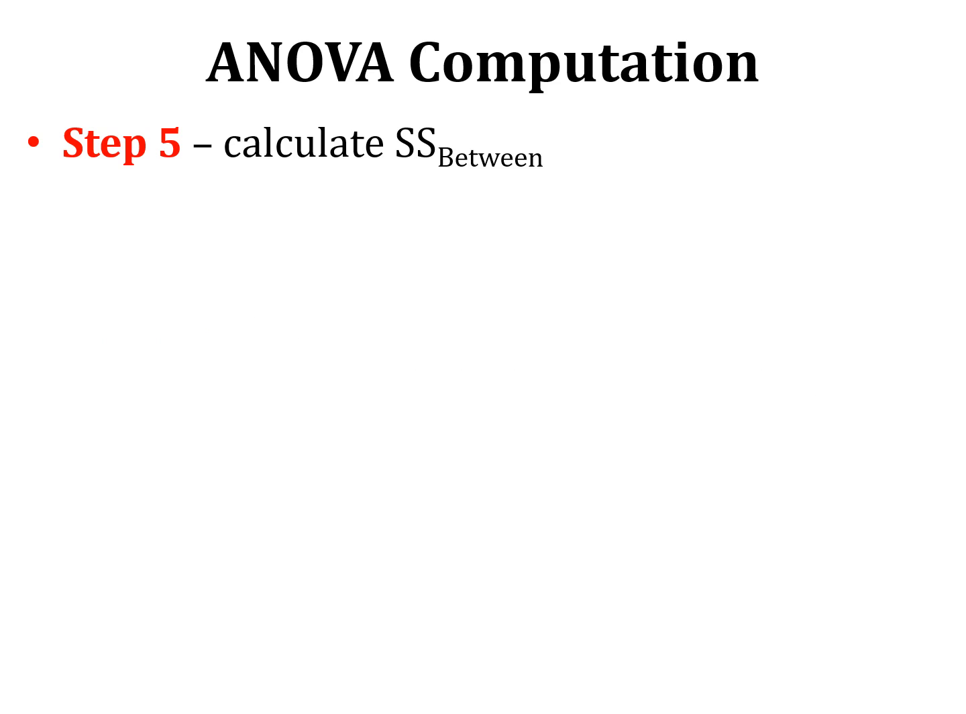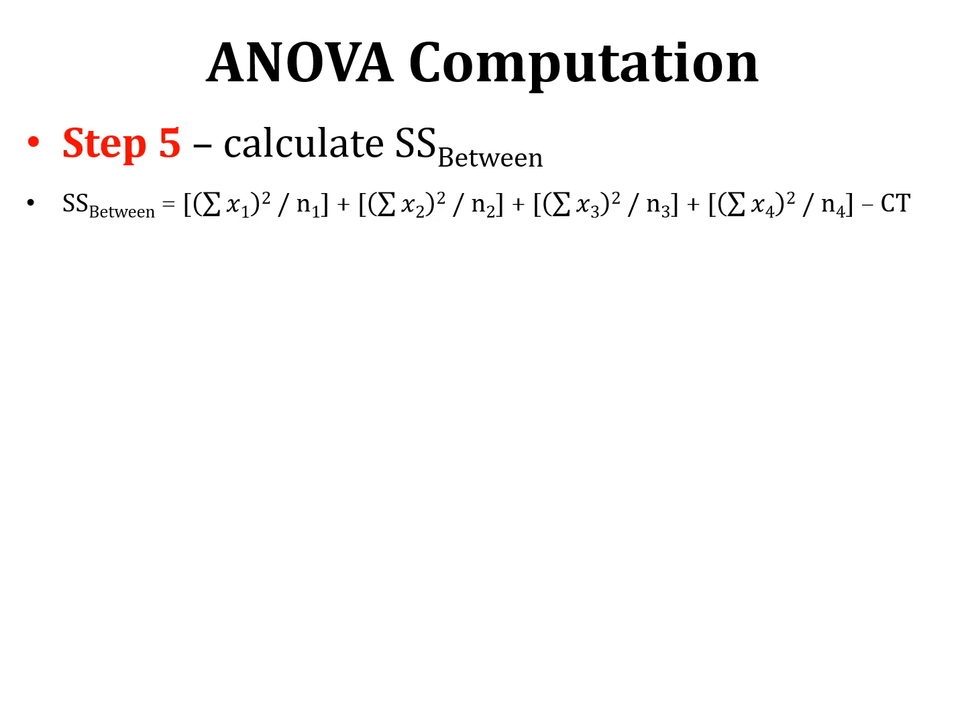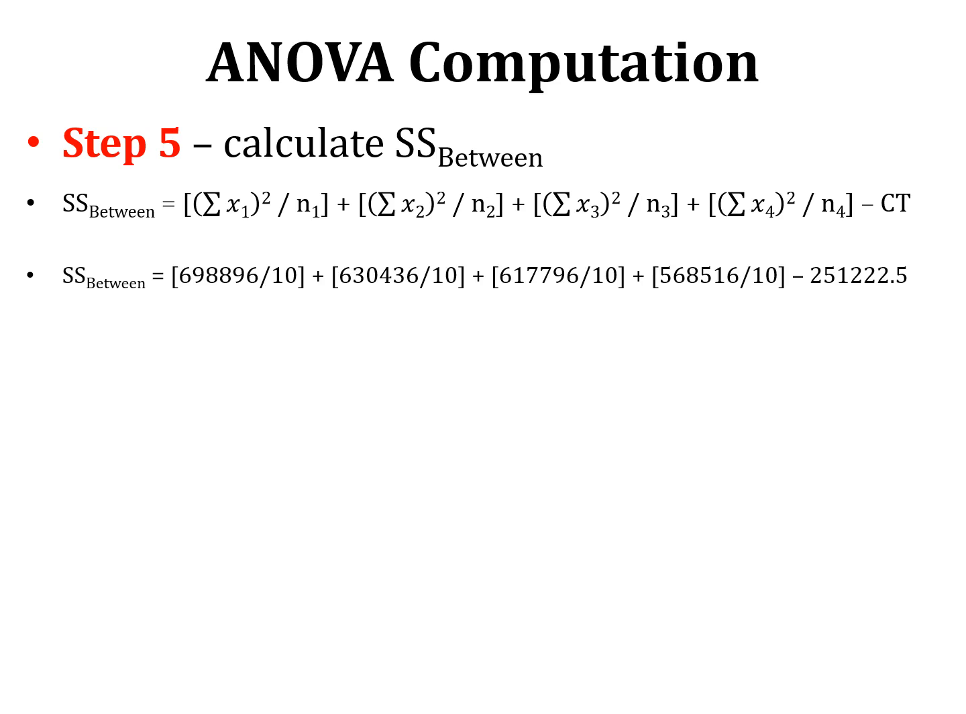Now our step number 5 is to calculate the sum of squares between samples, and this is the formula for the calculation of sum of squares between samples. Here you can see that we have one factor for each of the samples, and then their sum is to be subtracted by the correction term. First of all we have summation x1 whole square divided by n1, then summation x2 whole square divided by n2, then summation x3 whole square divided by n3, and then summation x4 whole square divided by n4.